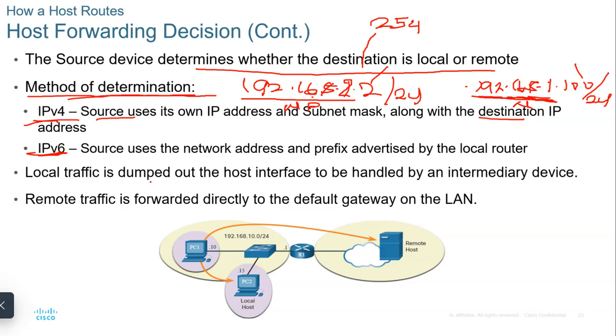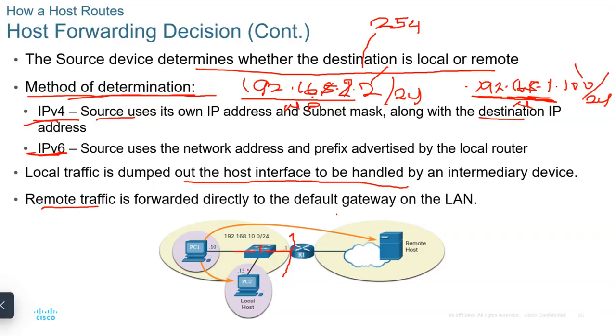So local traffic is dumped out of the host interface to be handled by an intermediary device. So when you look at this, if the traffic is meant for local, it's this switch that is going to decide whether to forward it here or here, period, because it's on the same network. So it's not the responsibility of the router to decide where to send the packet back this side, unless it's from outside.